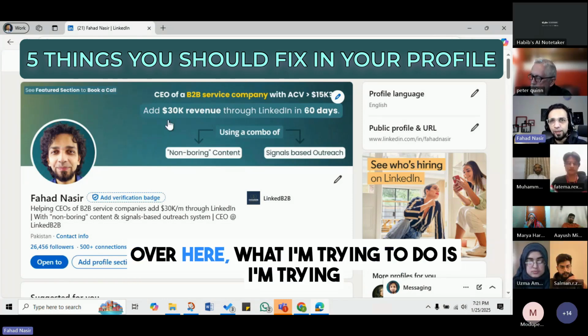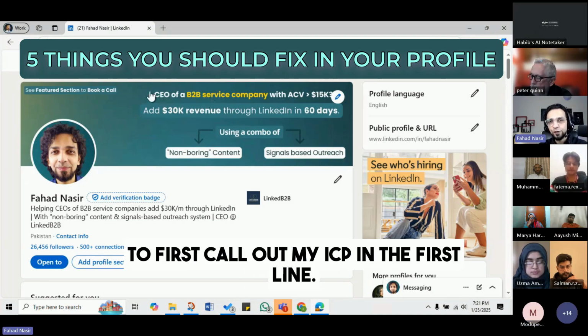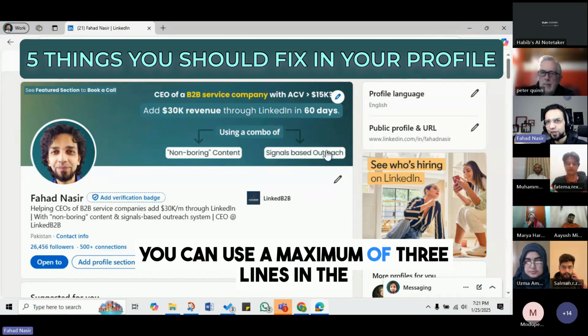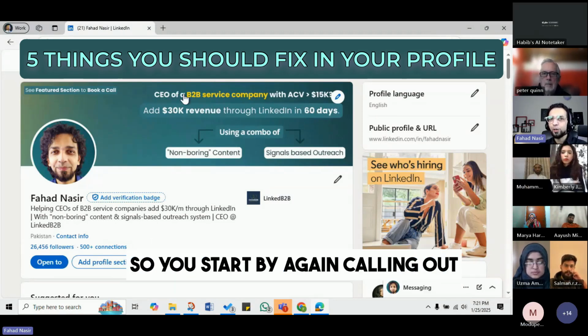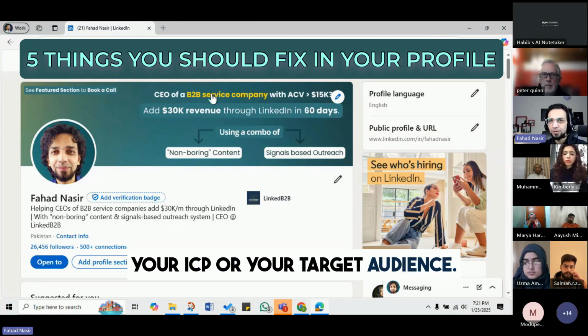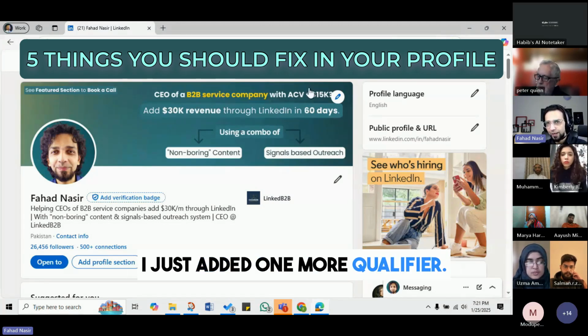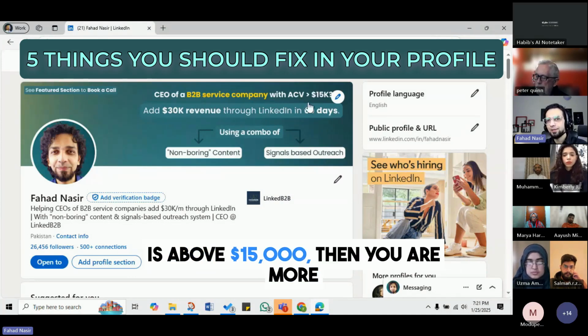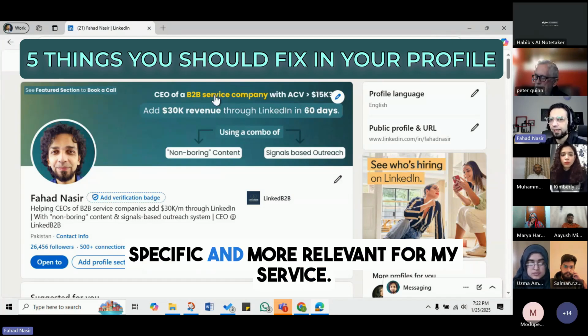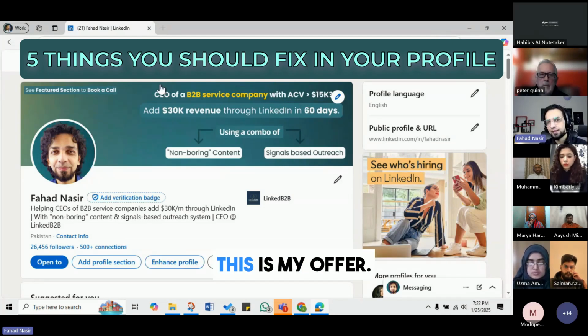Over here, what I'm trying to do is first call out my ICP in the first line. You can use a maximum of 3 lines in the cover banner, otherwise the visibility will not be good enough. So you start by again calling out your ICP or your target audience. I just added one more qualifier. I said if your average contract value is above $15,000, then you are more specific and more relevant for my service. This is my offer.